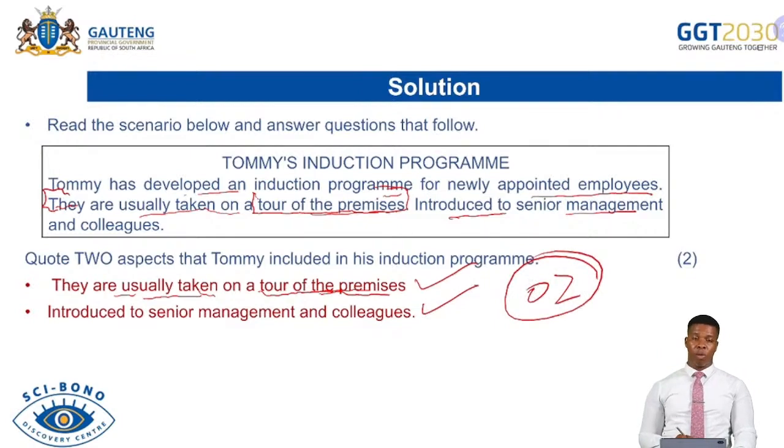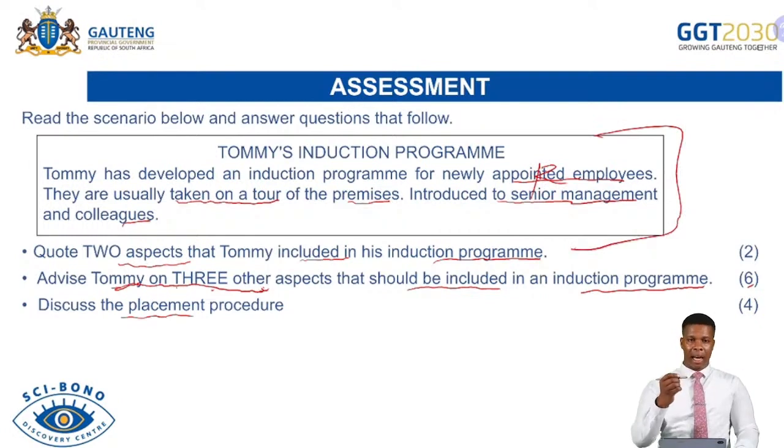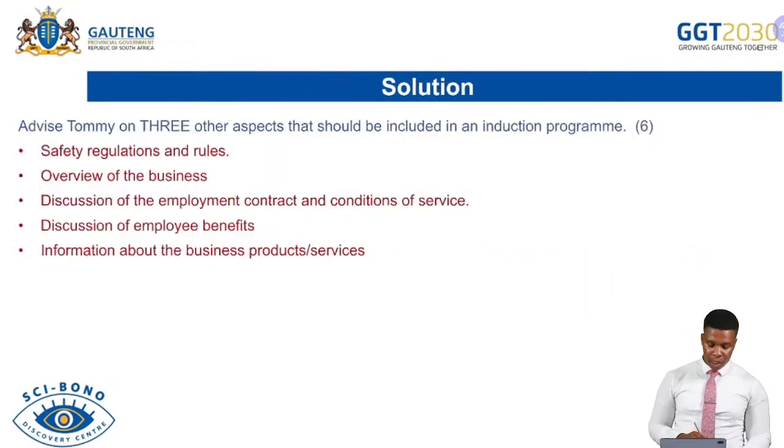We have a follow-up question. The follow-up question now is very tricky because it says, advise Tommy on 3 other. When they say other, it means you should not include the induction programs that are already in the scenario. This should be excluded because they are saying other. If you include them in the second question or the follow-on question, then you have a problem because we will mark that as repetition.